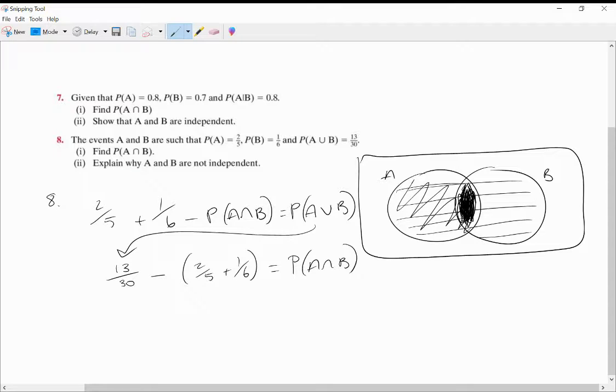So in this case, we will have 2/15 is the probability of A intersection B.